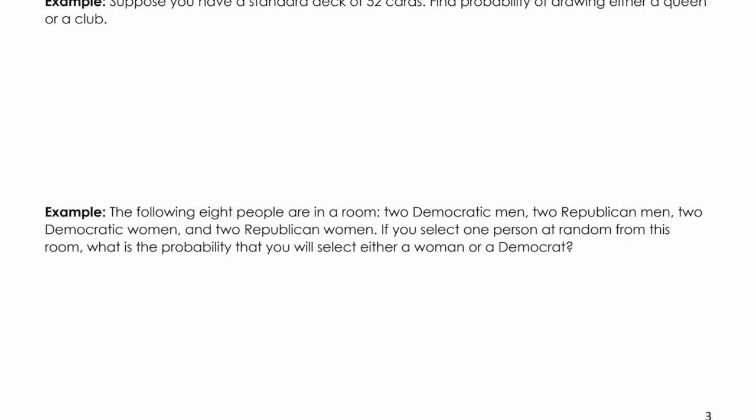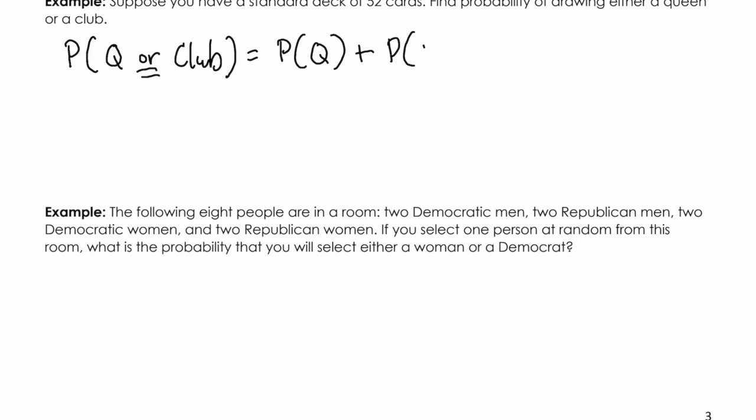Next example, suppose you have a standard deck of 52 cards. Find the probability of drawing either a queen or a club. I want to find the probability of getting a queen or a club. With or statements, we use the formula: the probability of getting a queen plus the probability of getting a club, and then we minus any overlap.